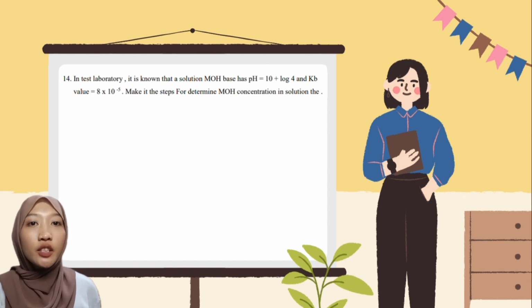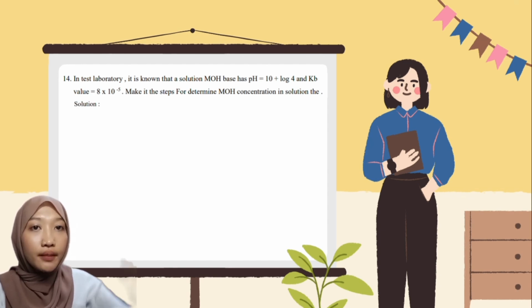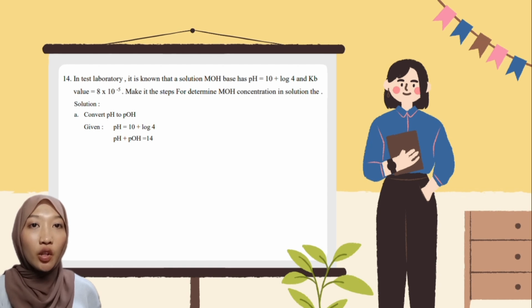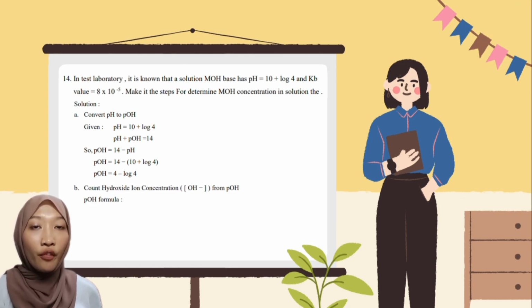Next, number 14, it's known that the pH of MOH is 10 plus log 4 and Kb equals 8 multiply 10 to the power of minus 5. Determine the concentration of the MOH solution. The solution is: first, convert pH to pOH, given pH equals 10 plus log 4, pH plus pOH equals 14. So pOH equals 14 minus pH, pOH equals 14 minus 10 plus log 4, pOH equals 4 minus log 4.